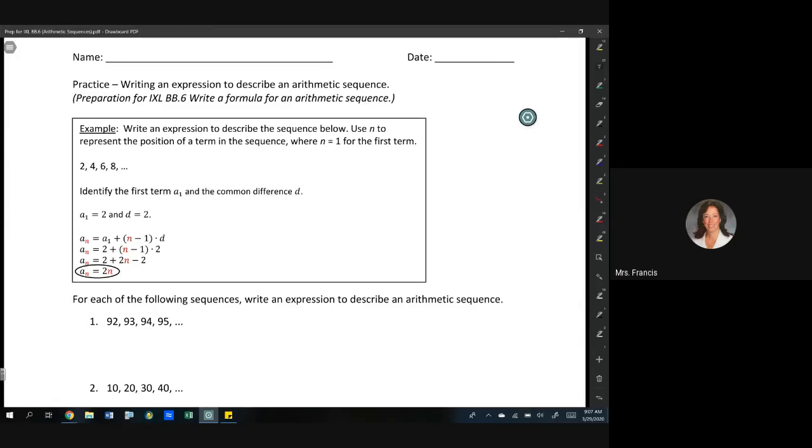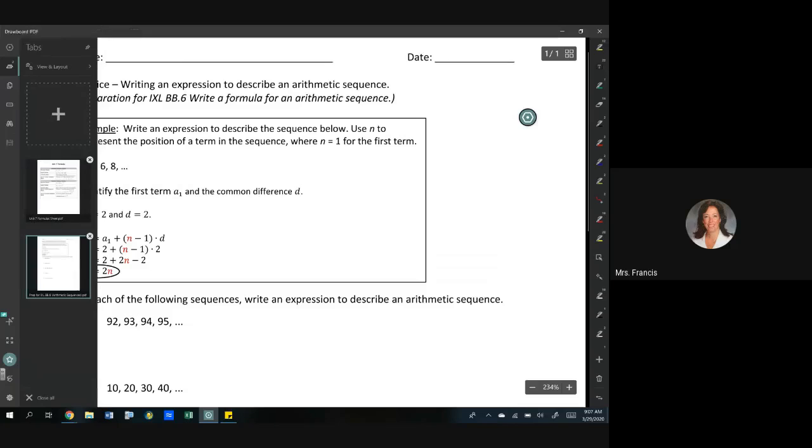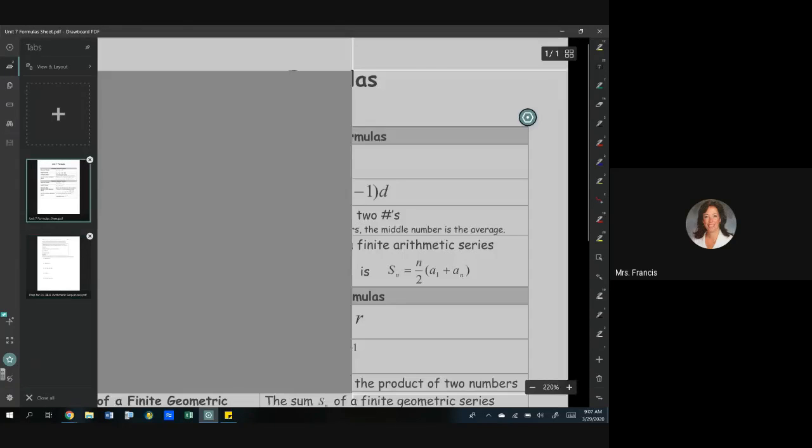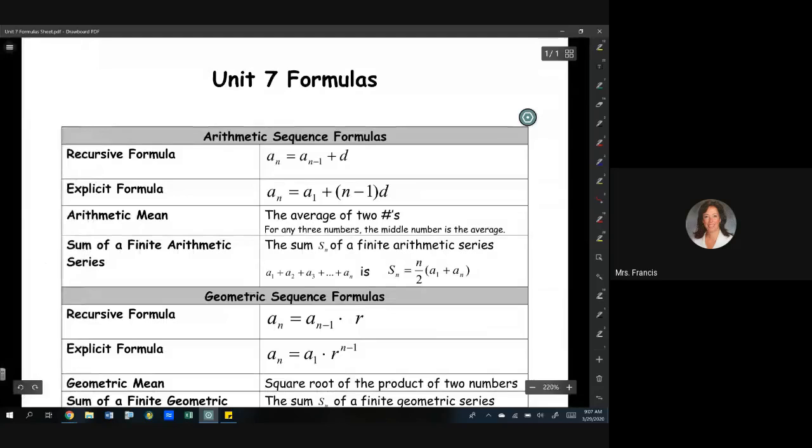So I want to refer you back to the formula sheet that I gave you at the start of this unit, right? Whenever we're talking about arithmetic sequences, we're looking at this box. It's really important that you have this printed out, or if you don't have a printer, write out the formulas as I have them listed here, because you're going to need a reference sheet as you go through the IXL modules and the assessments throughout the unit.